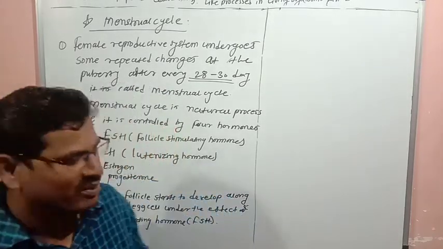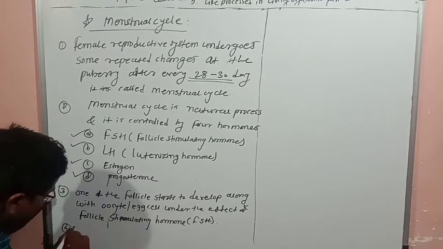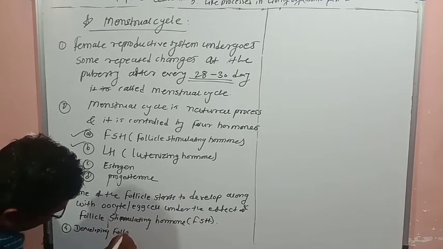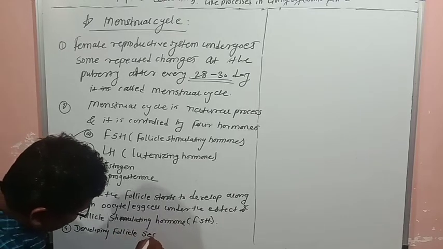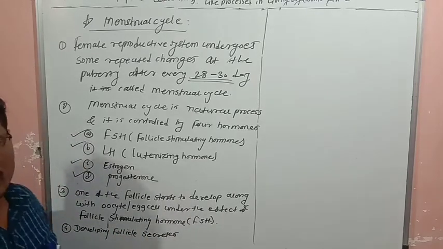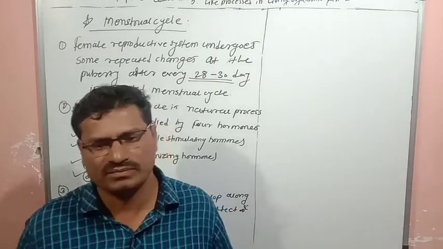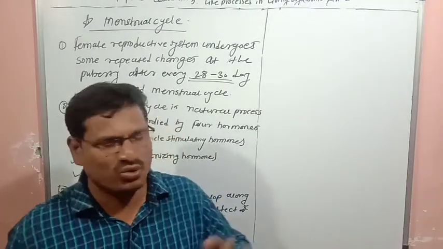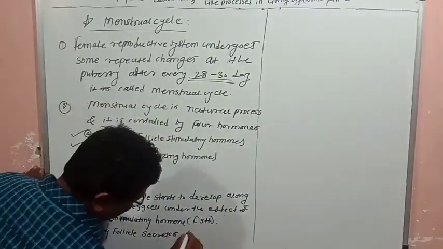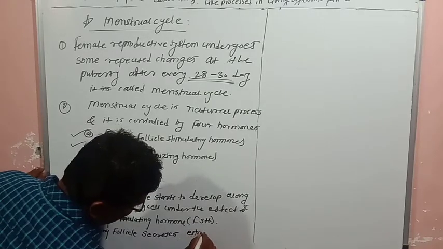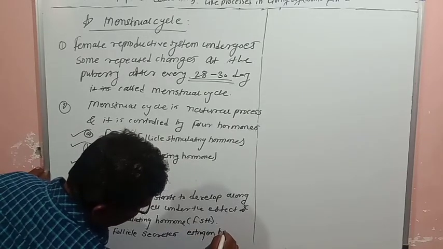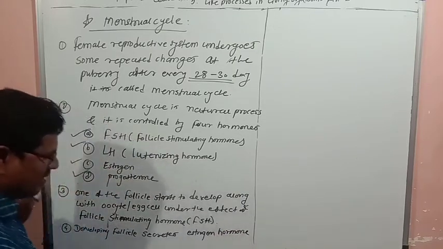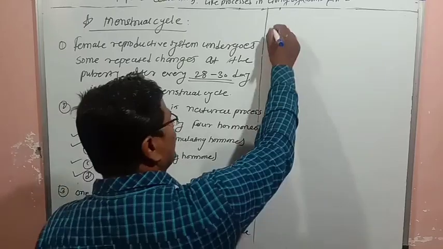Next thing is there, developing follicle. Fourth point is there: the developing follicle secretes a hormone. That particular hormone is estrogen. Which hormone is it secreting? Estrogen hormone.